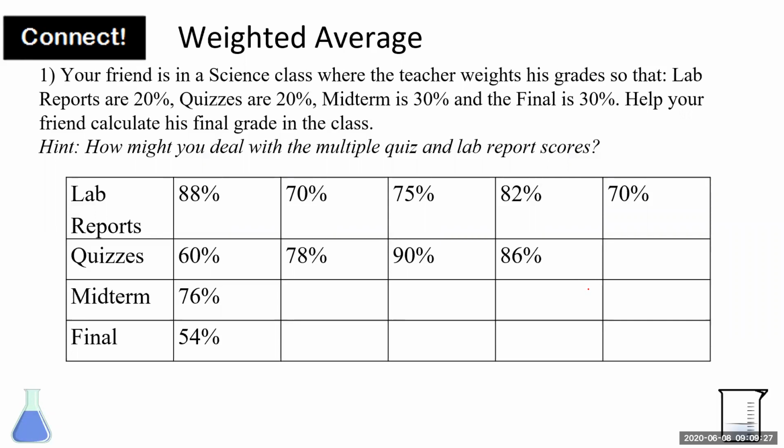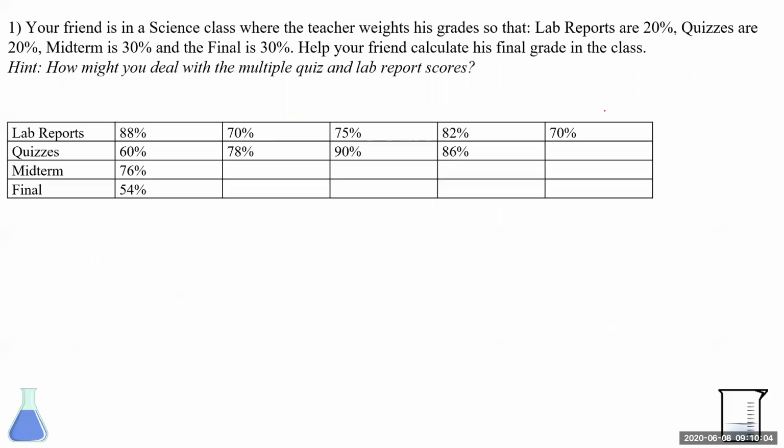All right, now here, pay attention to this, please. Your friend is in a science class where the teacher weights his grades so that lab reports are 20%, quizzes 20%, midterm 30%, and the final is 30%. You want to help your friend find his grade in this class. You realize that you did multiple labs and multiple quizzes, but you took a single midterm and a single final. We are going to see how you can find your grade in this course.